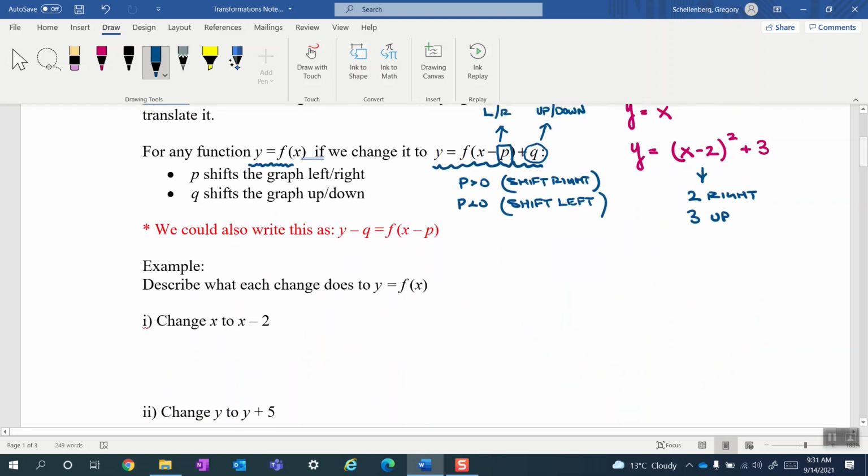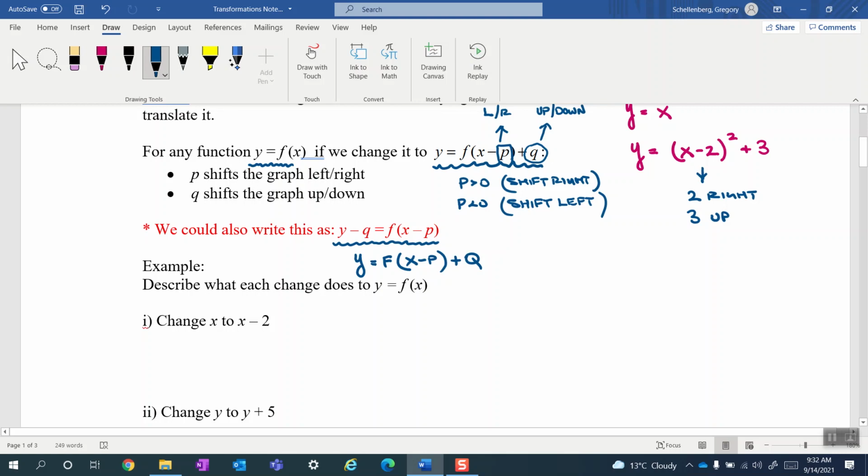Now the other form you might see looks like that. So we've got y minus q is equal to f of (x minus p). And all that's happened here is we've looked at the isolated version of the equation. So if we isolate y, we get y is equal to f of (x minus p), bringing that negative q across to the other side, it becomes positive. Okay, but those two things are equivalent to one another.